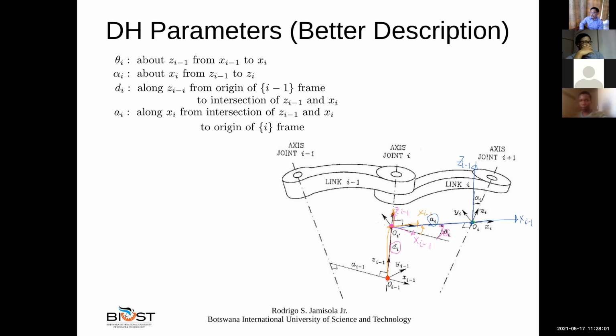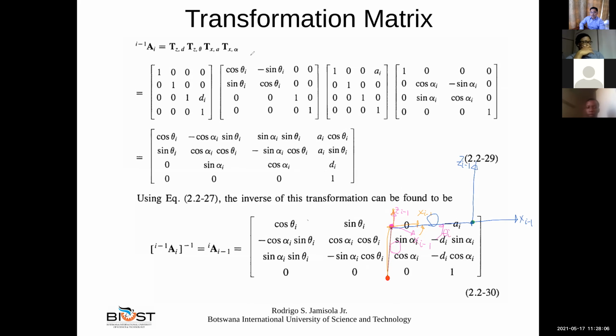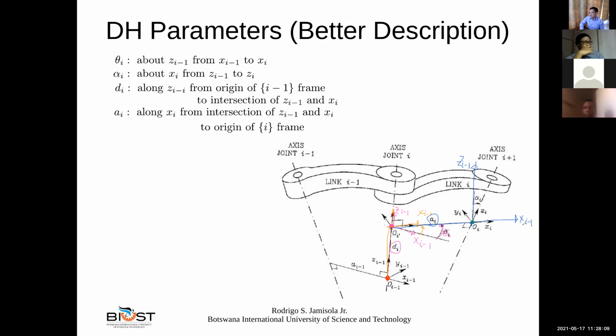Okay. Then as you can see, the last transformation is rotation about x by angle alpha. So this is your x. Rotate x by an angle alpha. So here, you rotate it about here. X remains the same. And you rotate it there. So now this one becomes your ZI minus 1. Okay. So after the fourth transformation, your ZI minus 1 is coincident with ZI. And your XI minus 1 is coincident with XI. There you go.